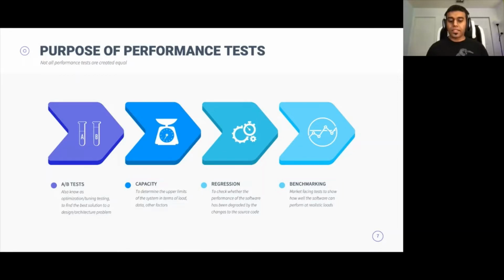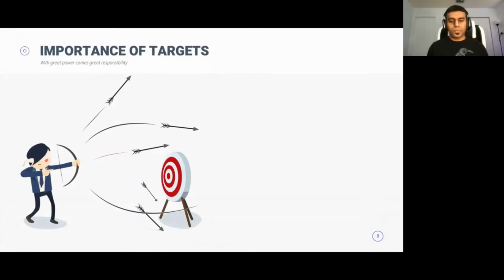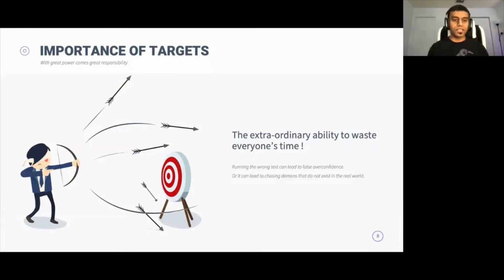But there wasn't a clear rhyme or reason as to when a release is going out. What are the different things that you need to pay attention to before you can sign off on it? Just the presence of performance testing is not enough. And I call that out specifically for performance testing because as performance engineers, we have the extraordinary ability to waste everyone's time. We could be running the wrong test that leads to false overconfidence, meaning just running a test for the sake of running it.